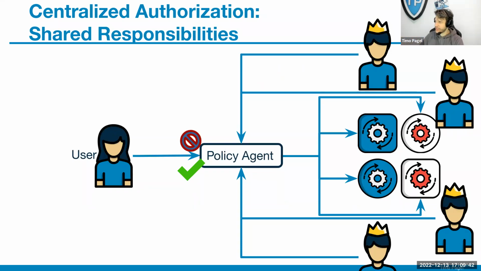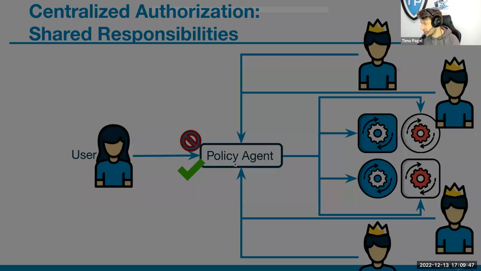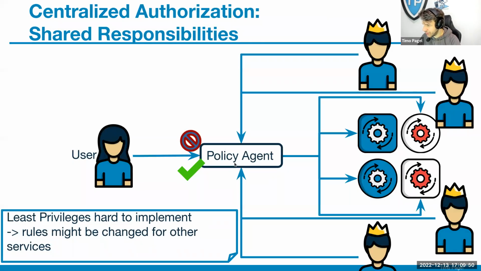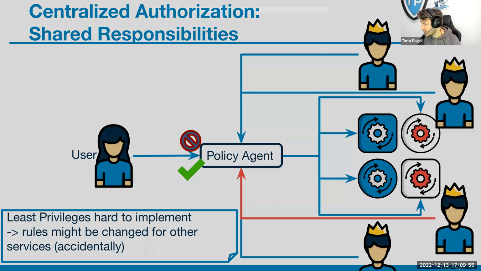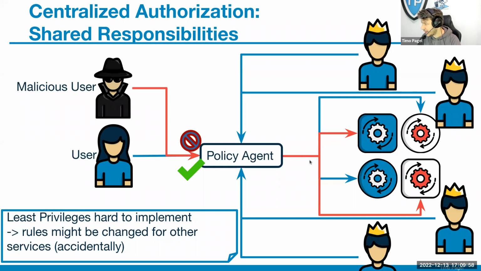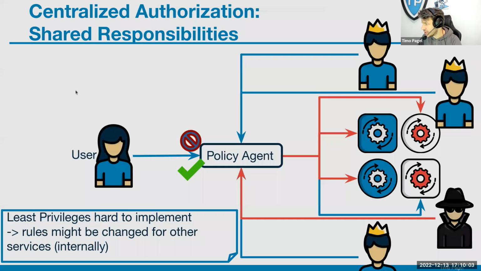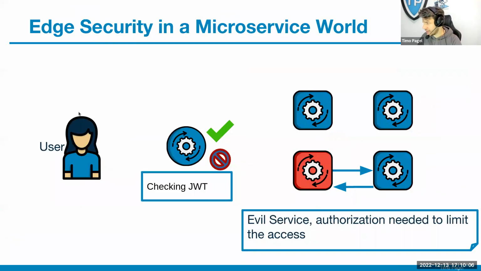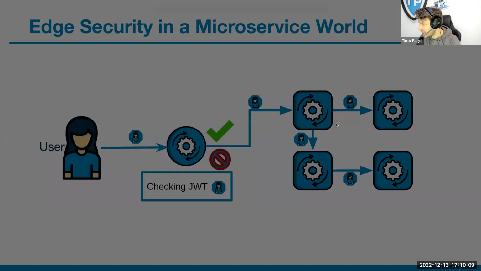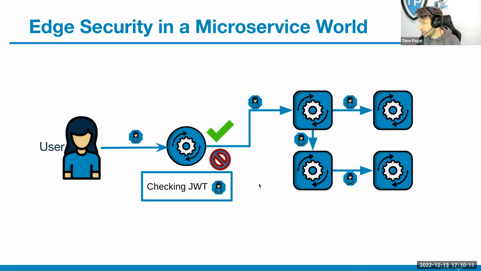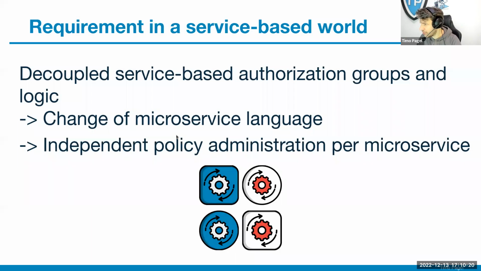I have tried to visualize it a bit here. So here are all the different people who need to actually administer the policy agent, and it will be hard to do so because maybe someone creates a bug which results in open routes to different other services, or you have a malicious user outside or inside. So that is a bad idea. What you don't want to do is edge security in a microservice world. What you want to do is check on each service.